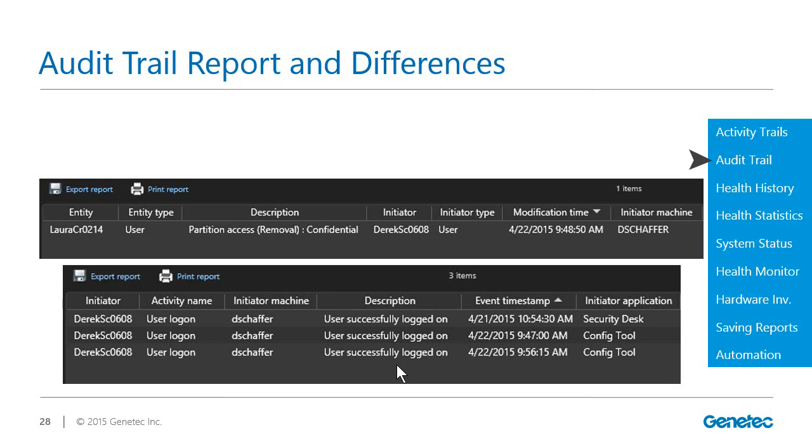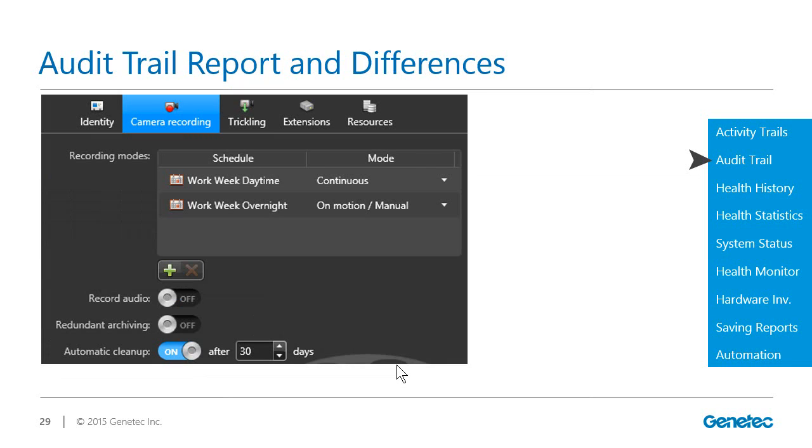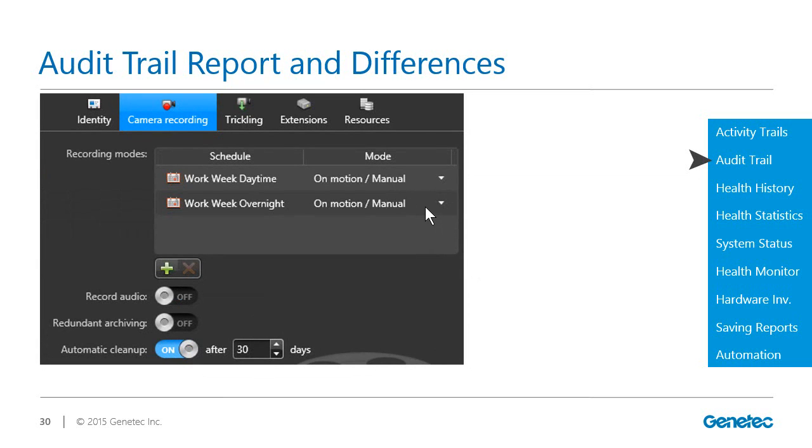Let's take a look at another scenario where the archiving schedule has changed or the type of archiving was modified. For instance, our archiver should be recording continuously during the business day and on motion overnight. But one of the operators notices that the recording is stopped during the day while nothing is happening in the video. So we can see that it got changed to the on motion manual here.